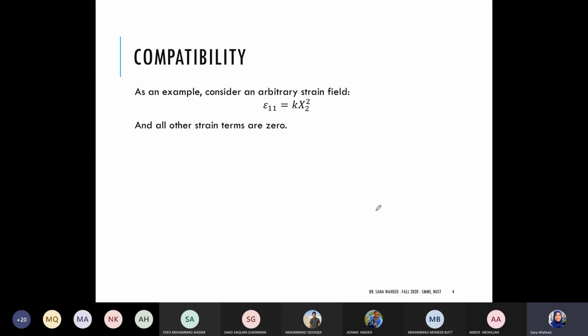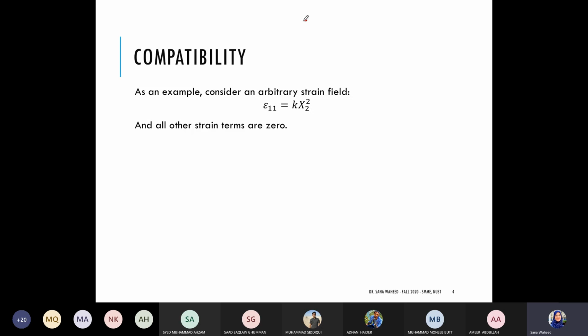Okay, I have chosen an arbitrary strain field, and I will see whether this is something which is physically possible or not. I think this will become clear by the end. So let's see what my strain field is. I just have an E11, epsilon 11 component. Please allow me to sometimes call epsilon E. And all the other strain terms are 0.